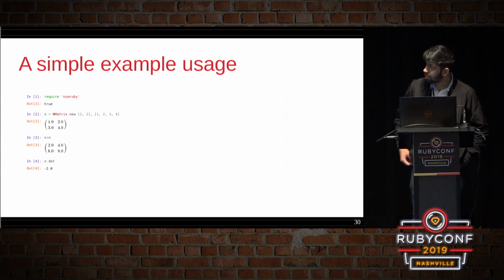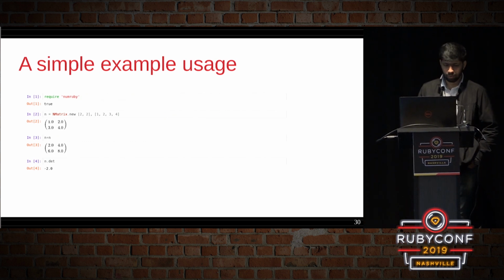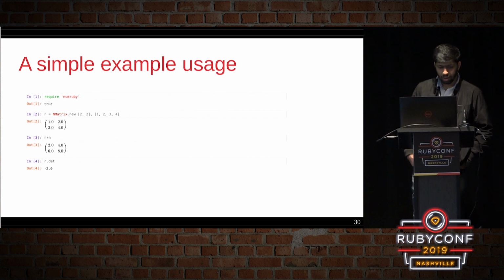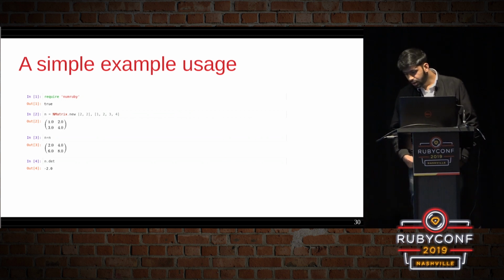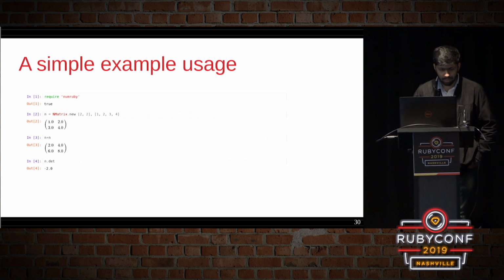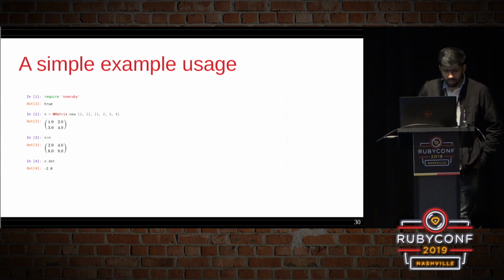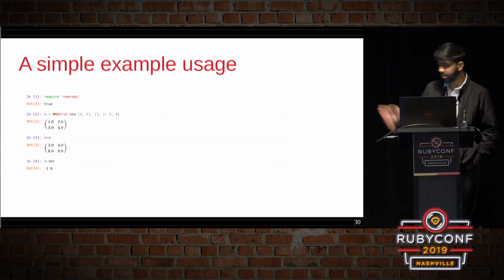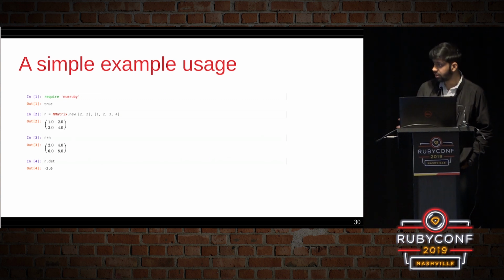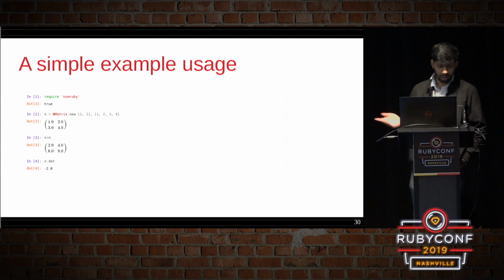Here's a simple example of the usage. First you require NumRuby, and then you create a simple NMatrix. In this example, it's a 2D matrix with 2 rows and 2 columns. This example is in the IRuby notebook. Then you can perform n plus n, which will give you the answer. Then you can also get the determinant of this matrix by performing n dot det.